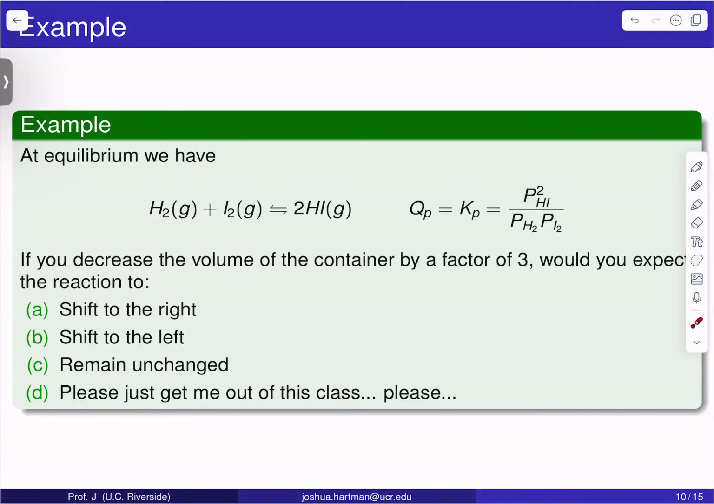To appreciate one of these examples, let's consider that same reaction, H2 + I2 going to 2HI. Now, we can express this equilibrium constant or reaction quotient in terms of this ratio of partial pressures. So now the question that I want to consider is what would happen if you decrease the volume of the container by a factor of 3? Would you expect the reaction to shift to the right, shift to the left, or remain unchanged? And you can, of course, choose D and turn off the video if you'd really like to. This is too much. Now, what I want you to do is pause the video now and make a guess here. Make a guess and try to justify your guess.